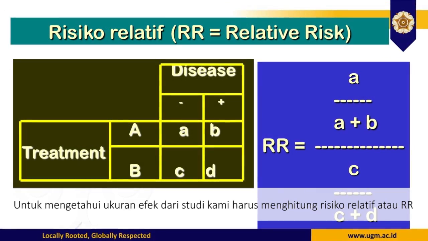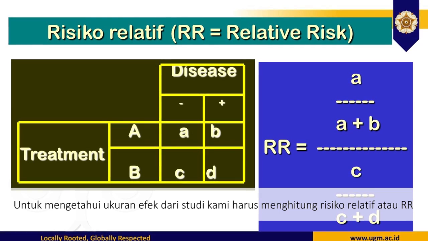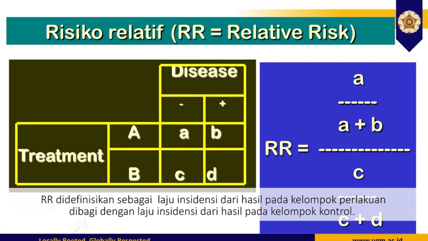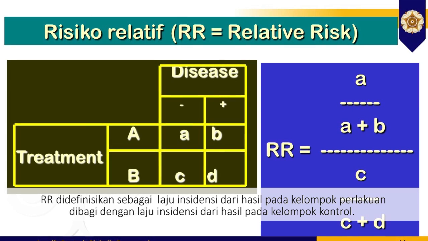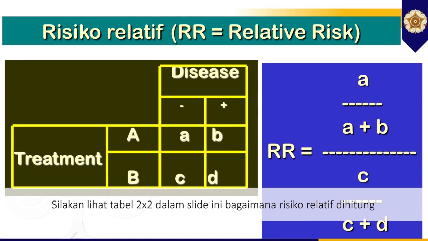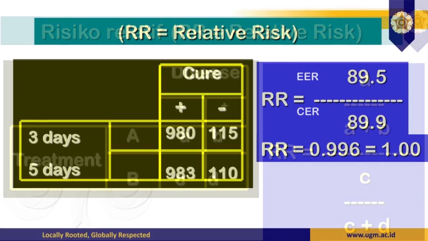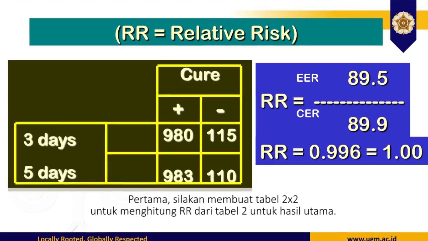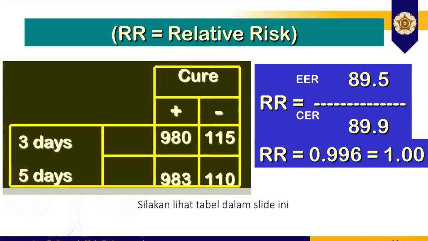To know effect size of the study, we have to calculate the relative risk, or RR. The RR is defined as the incidence rate of the outcome in the treatment group divided by the incidence rate of the outcome in the control group. Please see the 2 × 2 table in this slide, how the relative risk is calculated. First, make 2 × 2 tables to calculate the RR from table 2 for primary outcome cure. Please see the table in this slide.